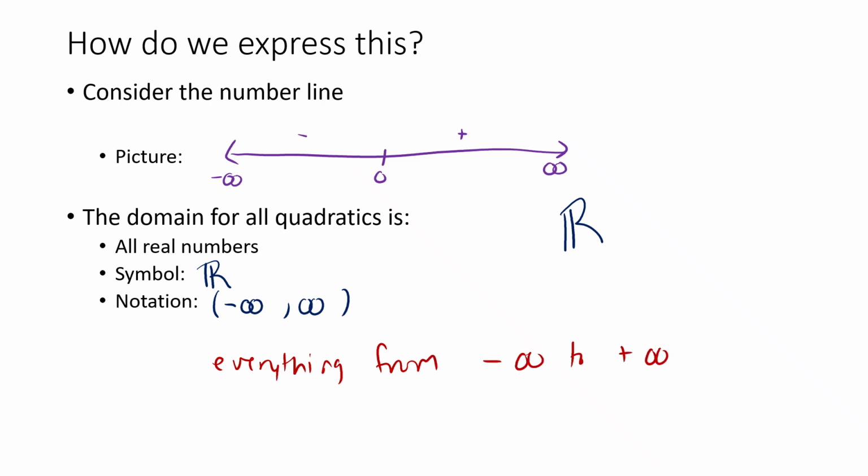In other words, all real numbers, like everything. So that would be your way of writing the domain. So the domain for every single quadratic everywhere is all real numbers. I tell students this all the time. If you are taking a test on quadratics, if you recognize it's a quadratic and the question is, what is the domain? The answer is all real numbers.